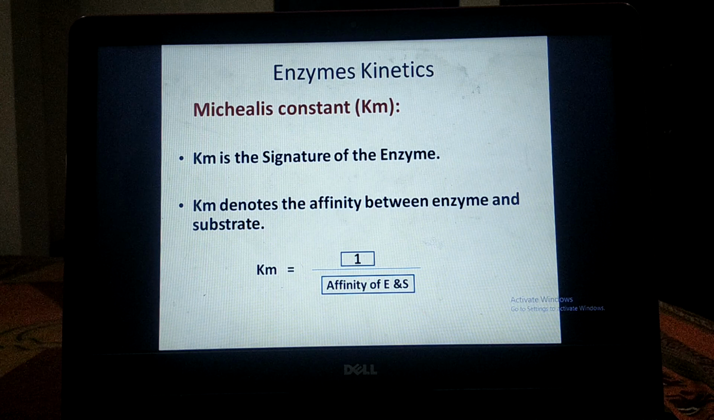Similarly, when the affinity between enzyme and substrate is low, they do not combine readily in the medium. At that time we have to increase the substrate concentration to get half of the maximum velocity of the reaction, and when the substrate concentration increases, Km increases. So Km is inversely proportional to the affinity between enzyme and substrate.